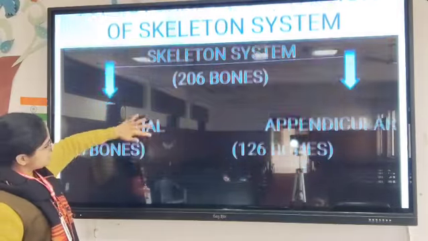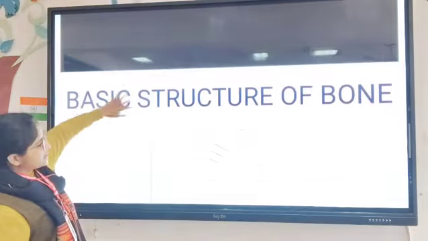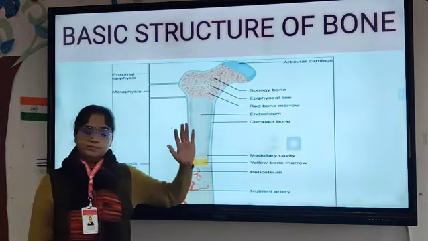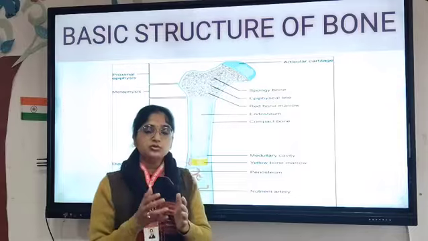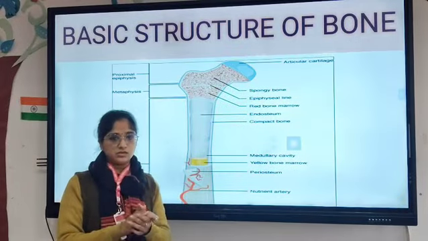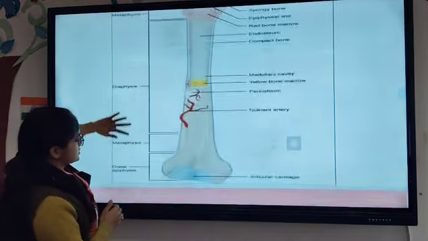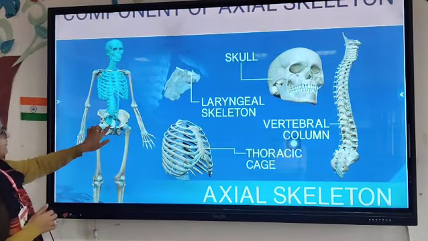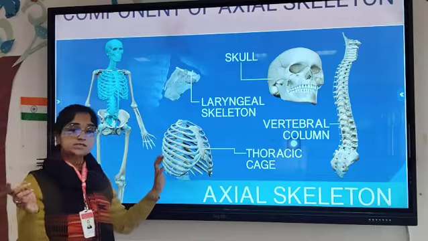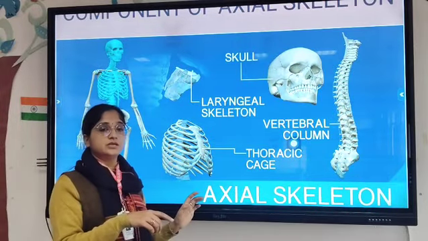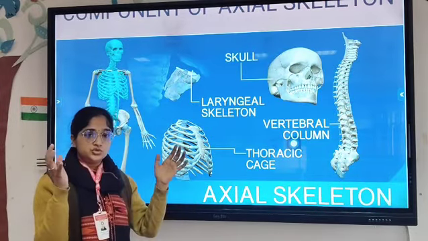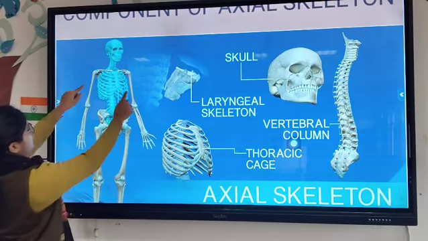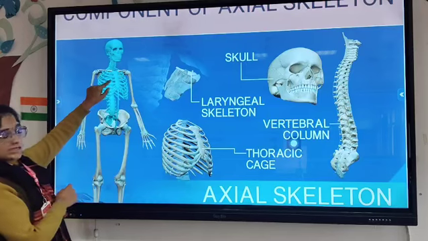Now, what is the axial skeleton? The axial skeleton is the skeleton which is present along the axis of the body. Here, this is along the axis of our body. And the appendicular skeleton is that part of the skeleton which is joined to the axial skeleton. For example, these two limbs are joined to the axial skeleton.